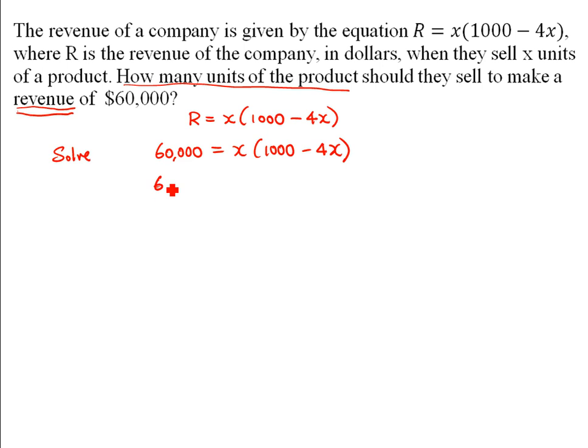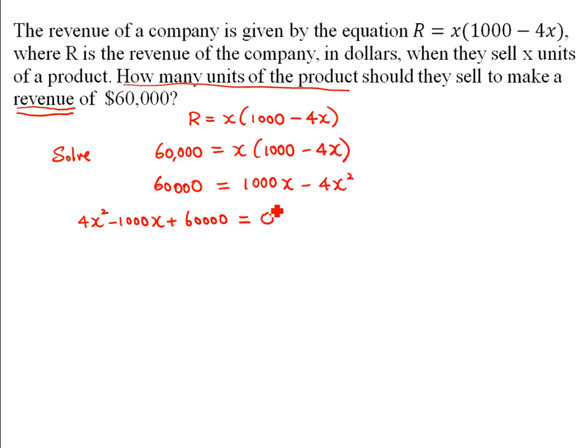So maybe we could simplify the right-hand side and distribute the X into the parentheses. We have 1000X minus 4X squared. And now let's bring everything onto the left-hand side so that we have an expression equal to 0. So we add 4x squared on both sides, and we subtract 1000x on both sides. So it turns out we have 4x squared minus 1000x plus 60,000 equals 0.